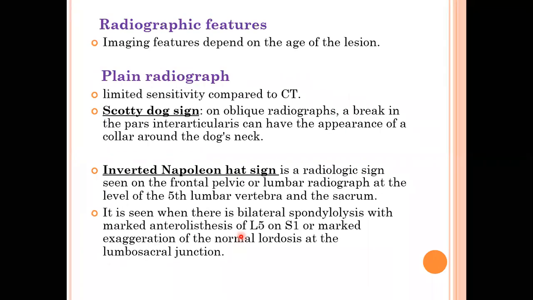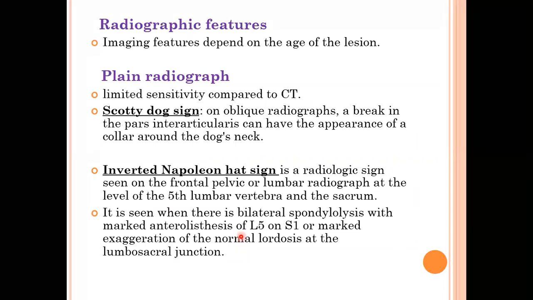Radiographic features: imaging features depend on the age of the lesion. On plain radiograph, there is limited sensitivity compared to CT. It may show the Scotty dog sign. On oblique radiograph, a break in the pars interarticularis can have the appearance of a collar around the dog's neck.